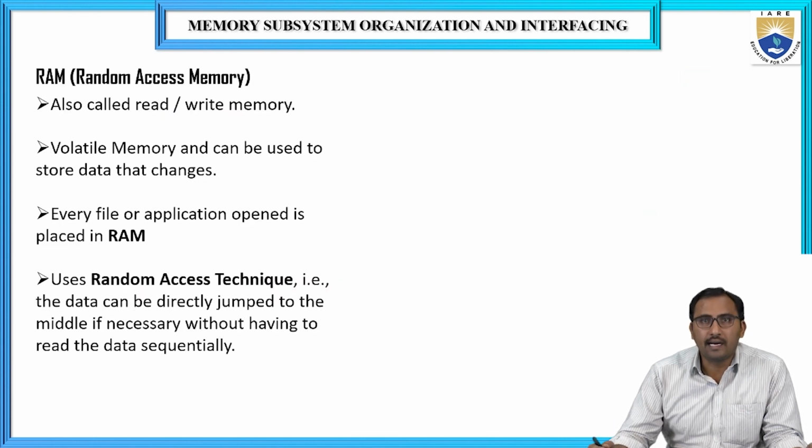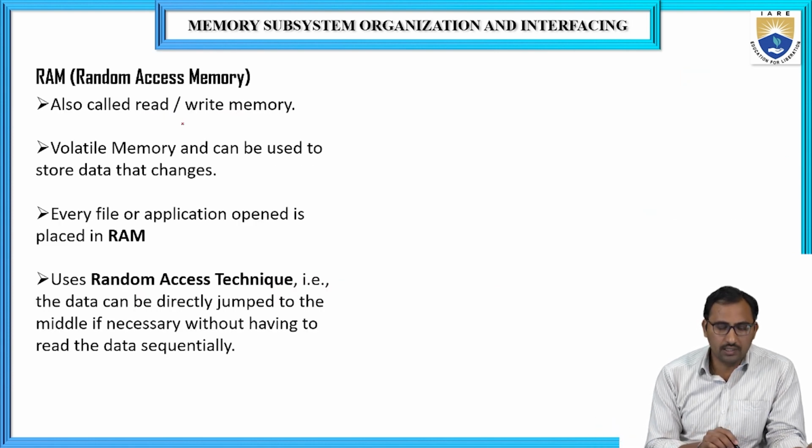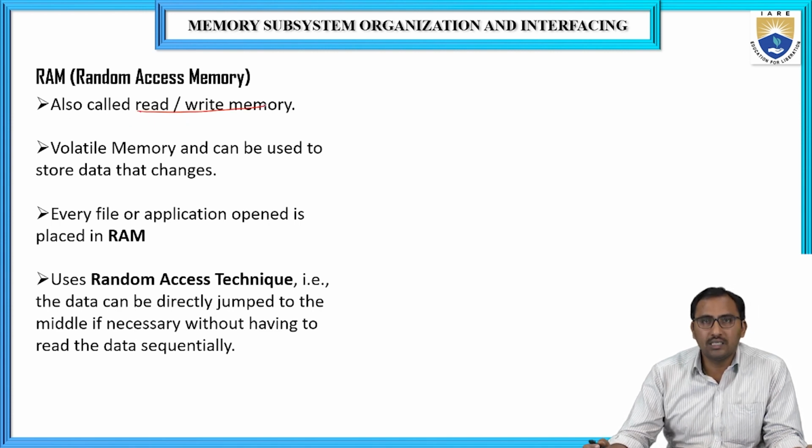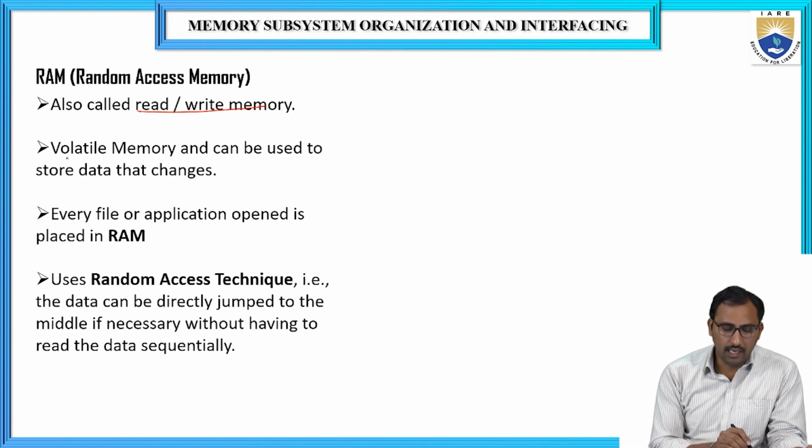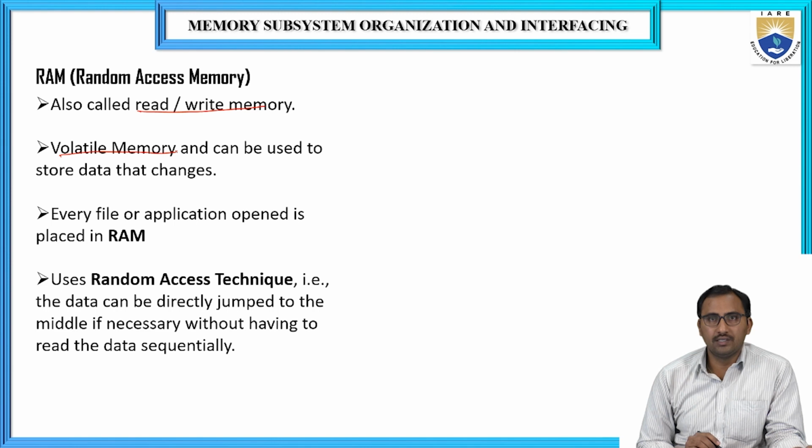And coming to the RAM, it is also called read or write memory. That means using this RAM chip, we can either read the data from the chip or write the data into the memory. That's why it is also called read or write memory chip. And it is a volatile memory. So RAM is volatile and ROM is non-volatile.